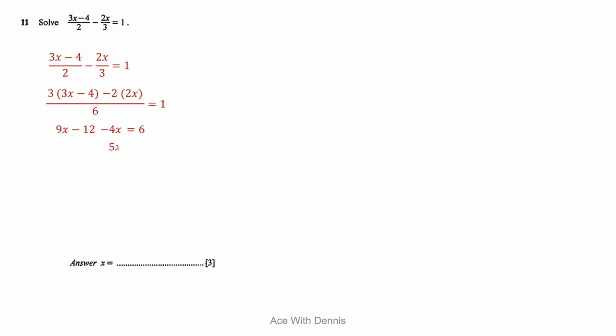Then we solve this equation. 5x equals 18 and x equals 18 over 5. Hence, 18 over 5 is the answer.